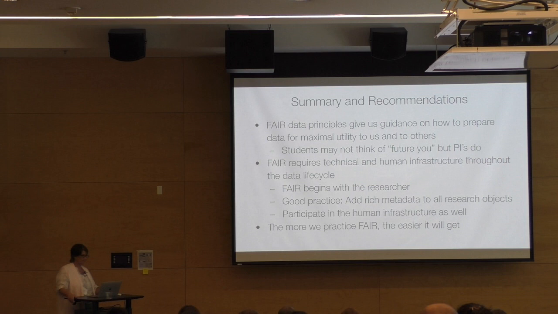FAIR requires technical but also human infrastructure throughout the data lifecycle. FAIR really begins with the researcher, although the researcher at some point hands over responsibility for a lot of this to the repositories. It is always good practice to add rich metadata to all research objects, whether this is in GitHub, whether it's your code snippet or whatever. Who created this, right? When did I create it? What did I create it for? All of those things are always useful things to have.